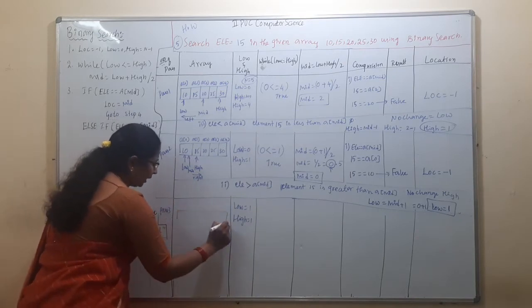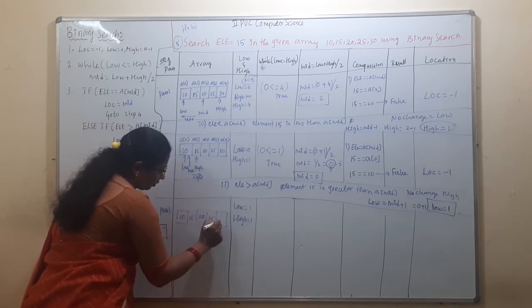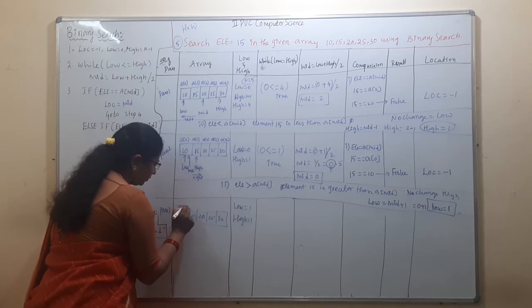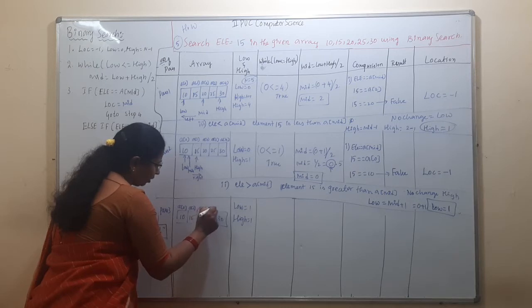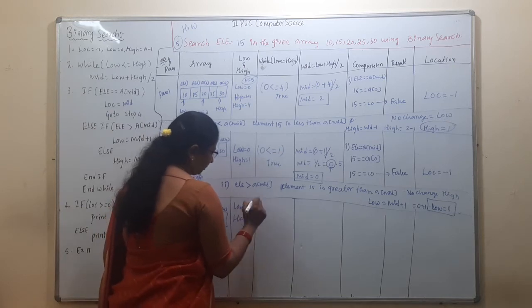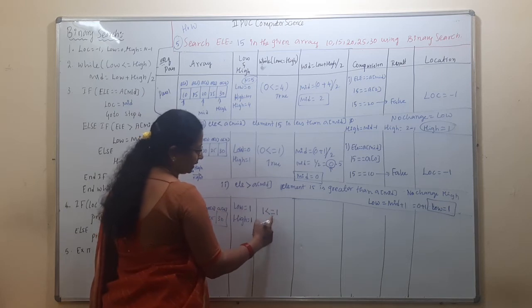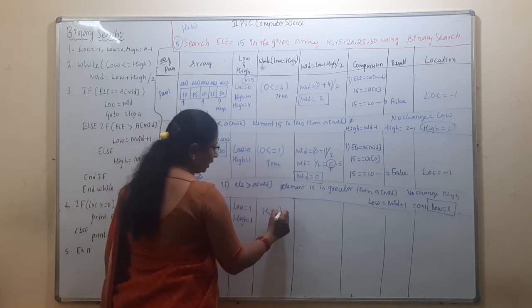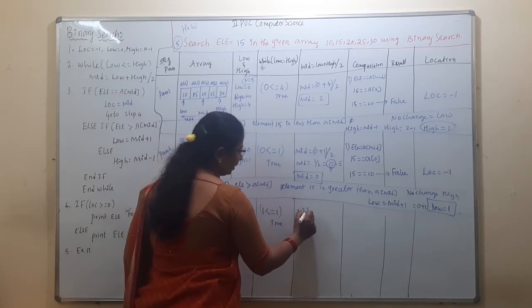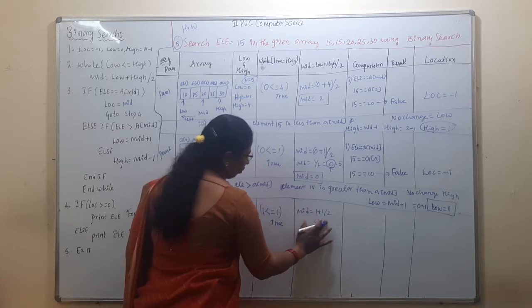Copy down the array: 10, 0, A of 1, A of 2, A of 3, A of 4. Then low is 1 and high is 1. Is 1 less than or equal to 1? Both are 1, and equals is there, hence the condition is true. Then it is possible to find the mid element. 1 plus 1 divided by 2, 2 by 2 equals 1.